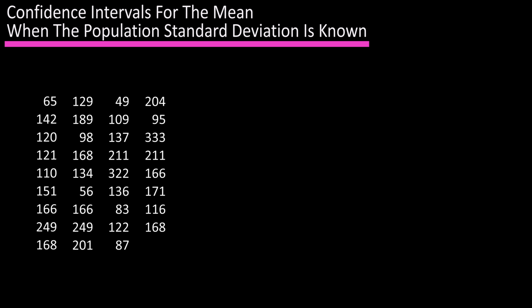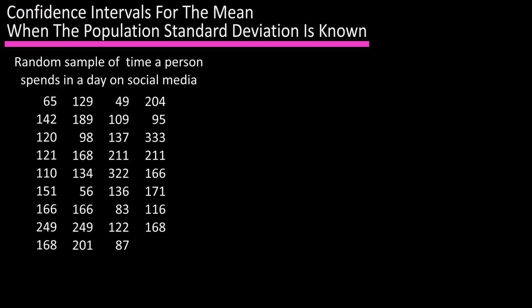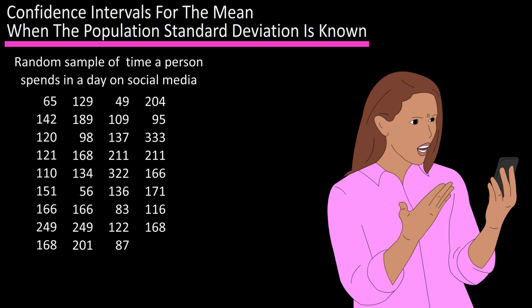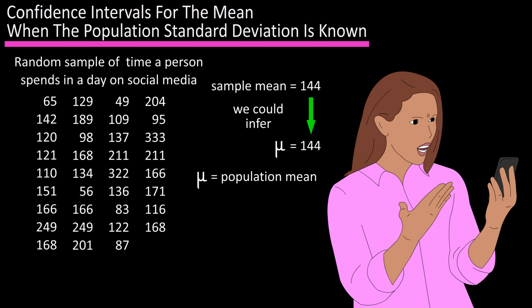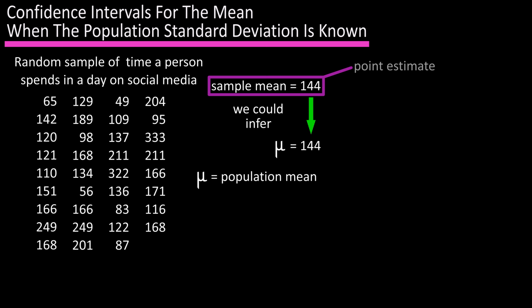Let's say that this is a data set of a random sample of the time a person spends on social media in a day in minutes. The mean of this data set is 144. And from the mean of this data set, we can infer that the average or mean of the population is also 144. This is called a point estimate.